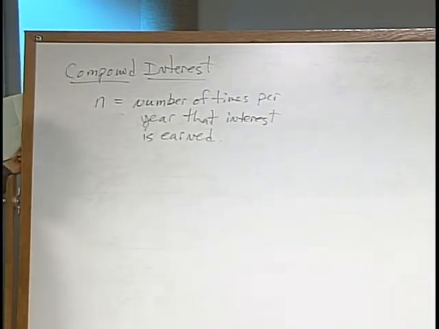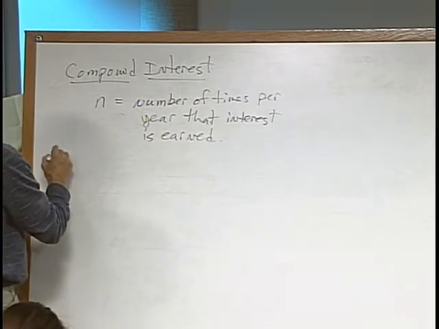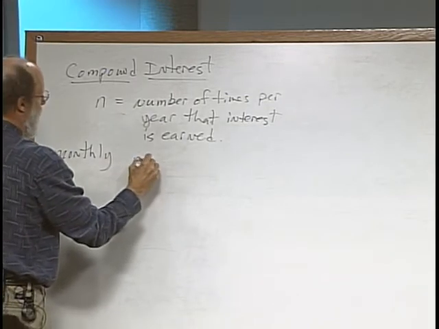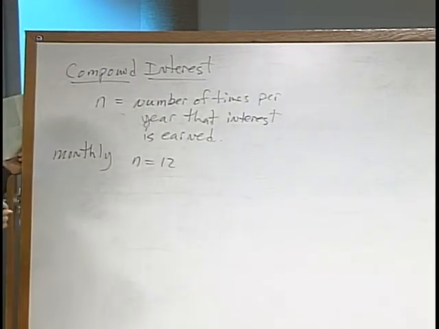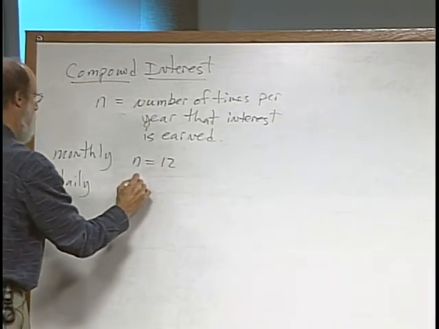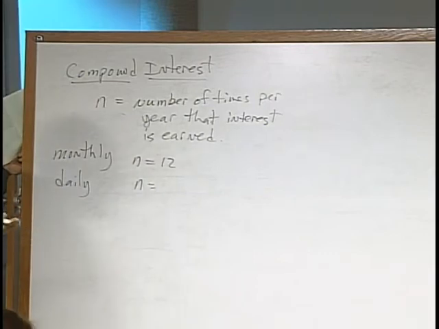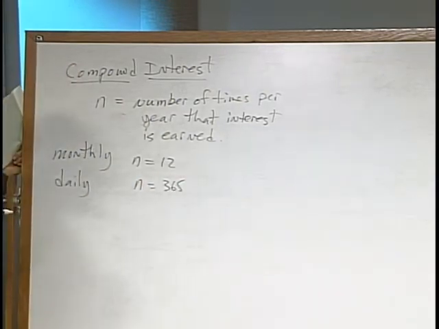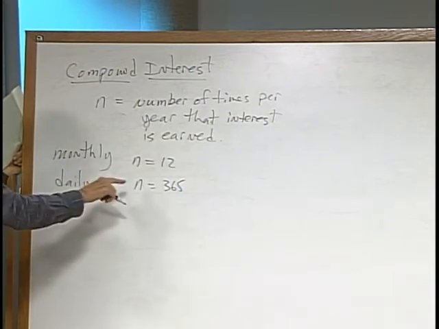Probably one of the most common that you see, like with a car loan, things like that, is monthly compounding. So if you have monthly compounding, then N is going to be equal to 12 times per year. If you have daily compounding, N is going to be equal to, oftentimes they round off, even though our calendar is not precise at 365 days per year, they oftentimes use 365 if you're doing daily compounding. That means you get your interest every day.